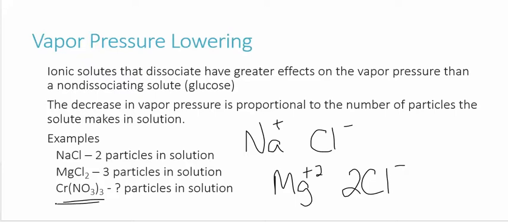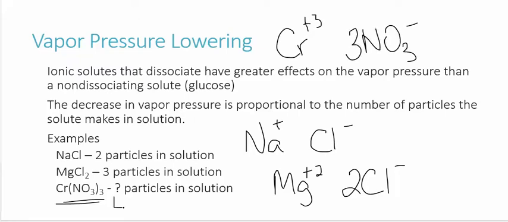Chromium nitrate, you'd have one chromium ion with a 3+ charge. You would have 3 nitrate ions for a total of 4 particles in solution. So if I have the same amounts of each one of these solutes, chromium nitrate would have a larger effect on vapor pressure. The vapor pressure would be lowered more with the chromium nitrate because it produces 4 particles in solution.